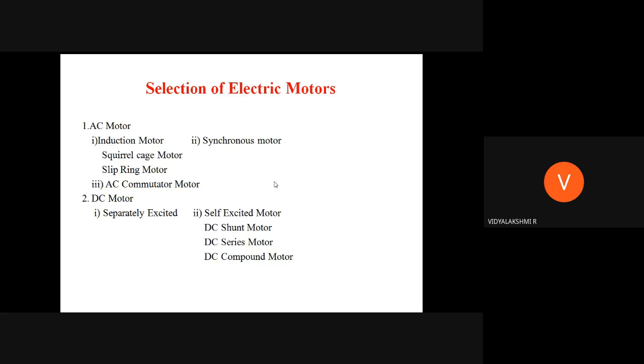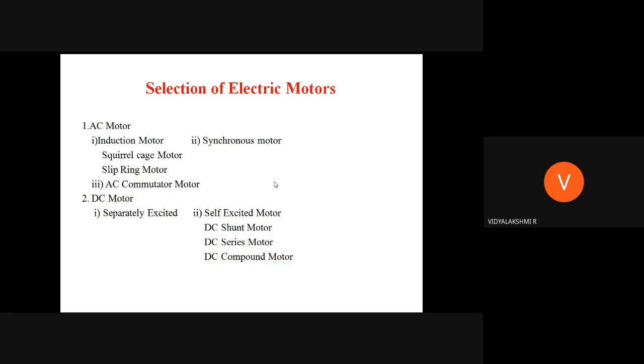Why am I going with this type of synchronous motor? It also has some drawbacks. What are the drawbacks? It has a higher initial cost compared to the squirrel cage induction motor. I'm repeating once again: a synchronous motor runs at synchronous speed, which is 1500 RPM. It is a constant speed motor, and it has some limitations and also advantages. The drawback is the high initial cost compared to the squirrel cage induction motor.